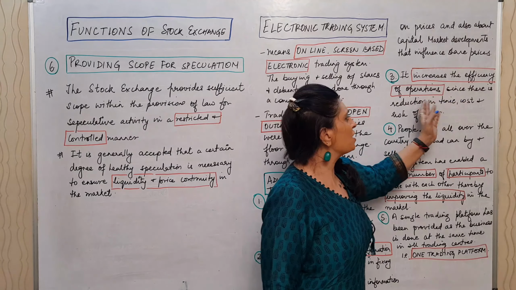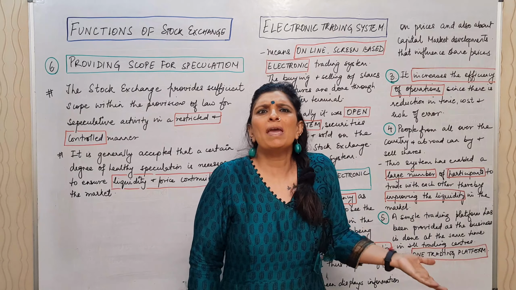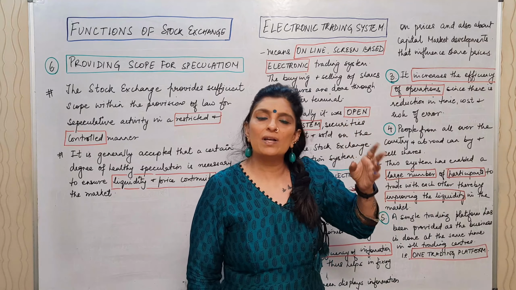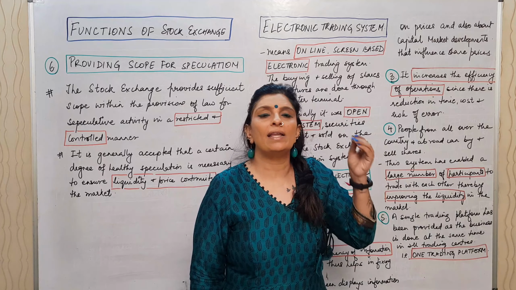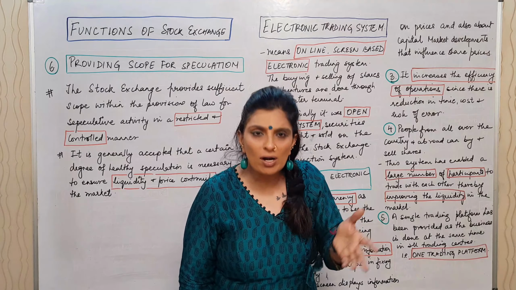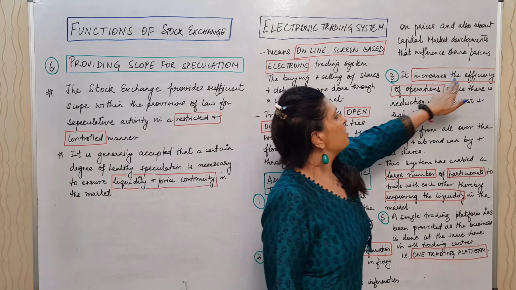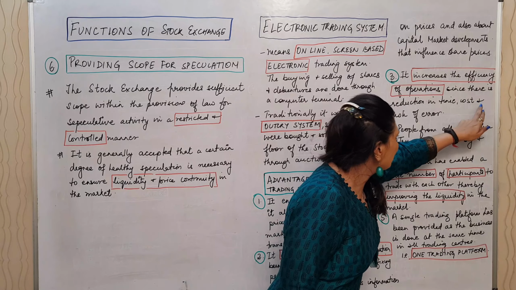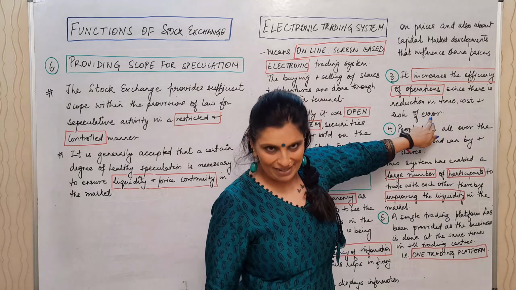It increases the efficiency of operations. How? Working became efficient, quick, immediate. Initially, the shares were recorded and then sent through the post, and sometimes people used to receive it, sometimes not receive it. Here, it increases the efficiency of operation since there is a reduction in time, cost and risk of error.